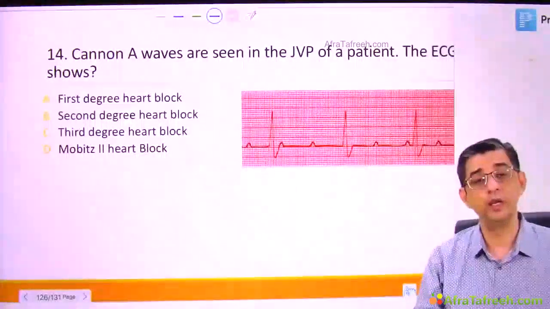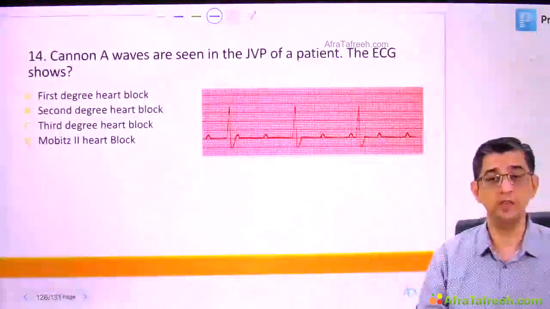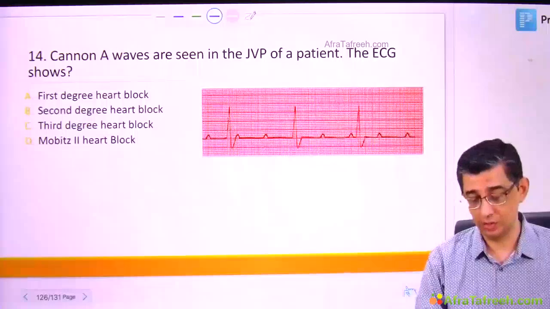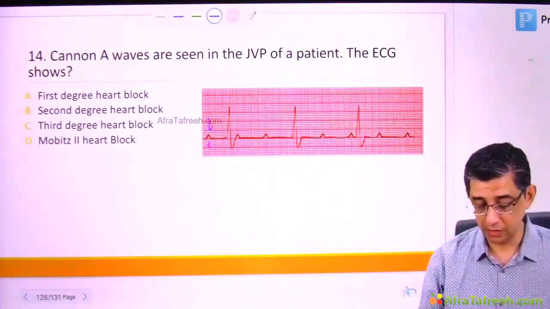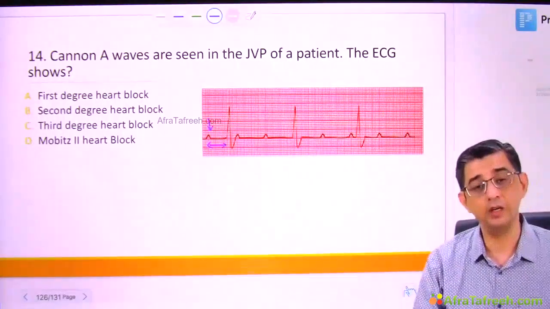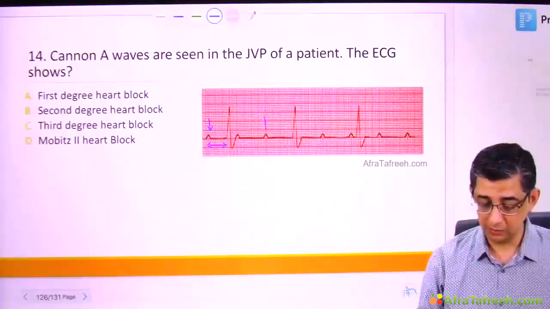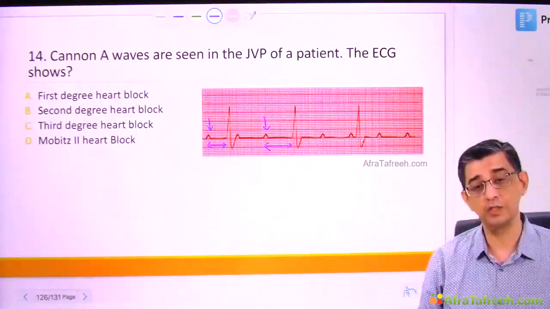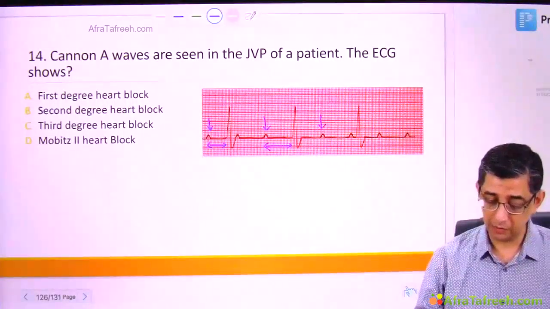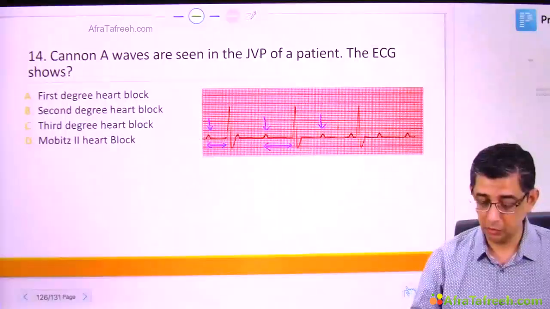We move to 14. Cannon A waves are encountered in the JVP of a patient, the ECG shows. In this ECG, you can notice a P wave, then you can notice an ultra long prolonged PR interval. You can again notice a P wave present. You can notice a substantial increase in the PR interval of the patient. Then again a P wave. There's a missed beat now coming up. I mean, there's no QRS complex.